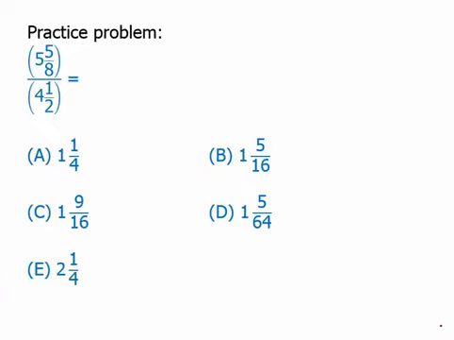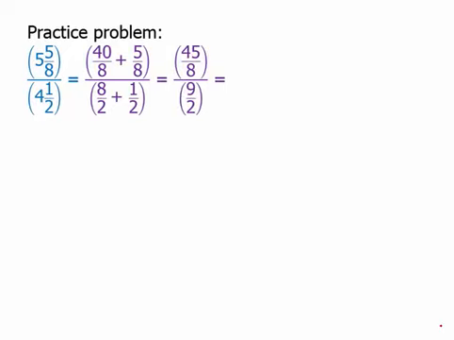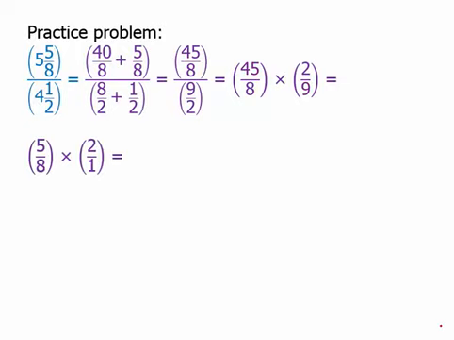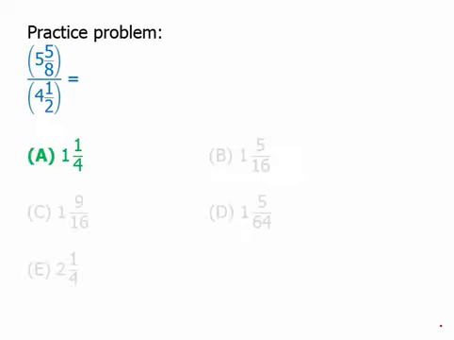Instead, what we're going to talk about is, let's change those two mixed numerals to improper fractions. So rewrite them as improper fractions. I get 45 over 8 divided by 9 over 2. Of course, dividing by a fraction is the same as multiplying by its reciprocal. 45 over 8 times 2 over 9. Cancel the factors of 9. Cancel the factors of 2. And I just get ordinary 5/4. And of course, now that we have that answer, I'll just rewrite that as a mixed numeral, 1 1/4. So it turns out the quotient is 1 1/4, answer choice A.